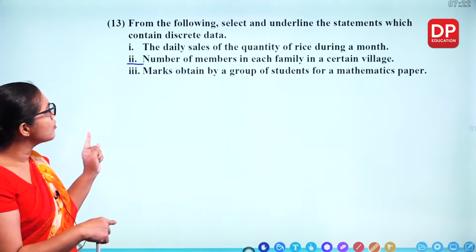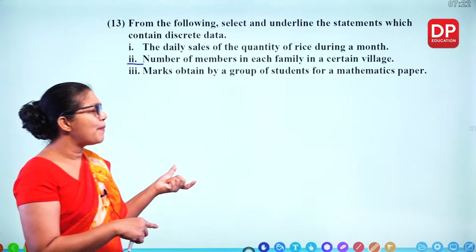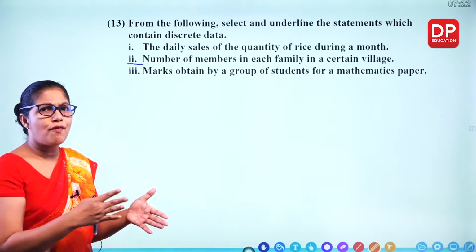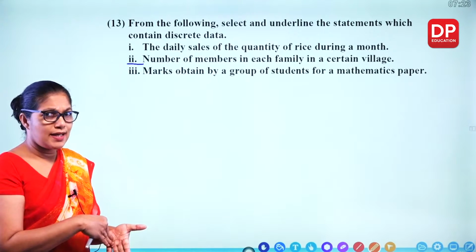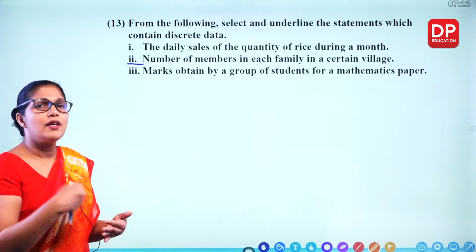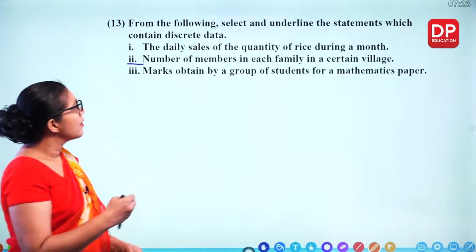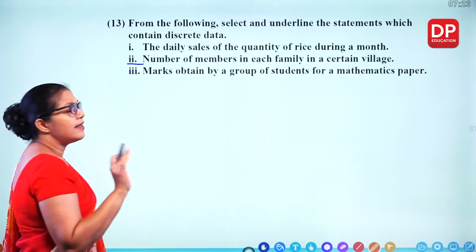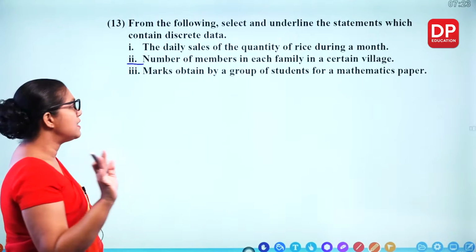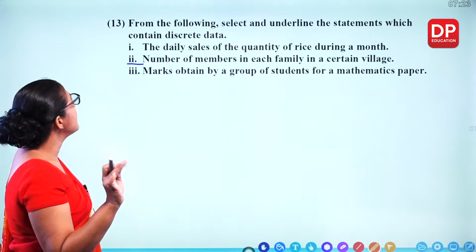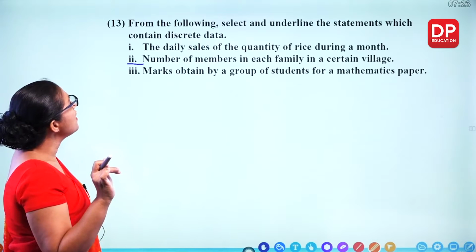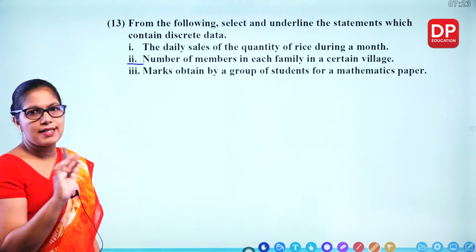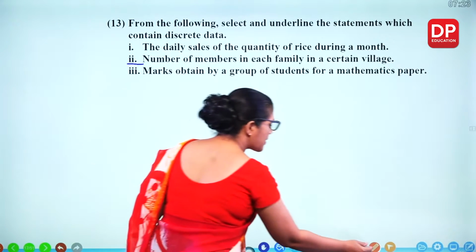So it's not clear for marks obtained by a group of students for a mathematics paper if the teacher is not giving the method mark half values, because when you divide to get the percentage, you get decimal values. So we can take it, but normally not consider it as discrete data. So I'll only consider here 2, the number of members in each family in a certain village. That's discrete definitely. So you get 2 marks here.